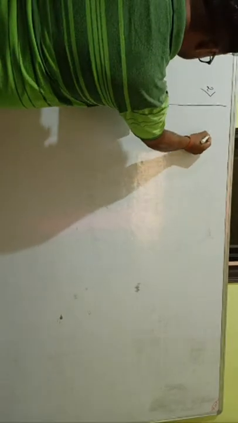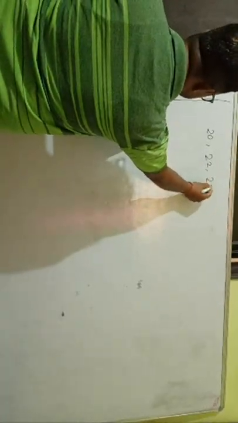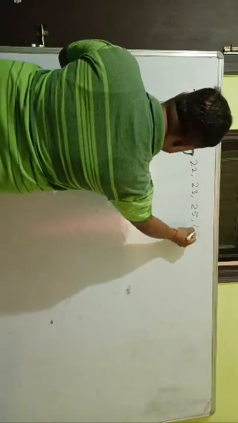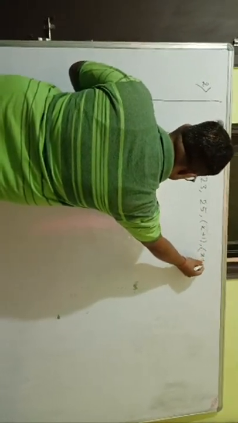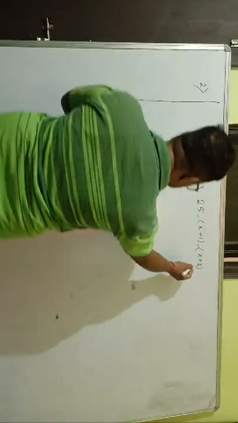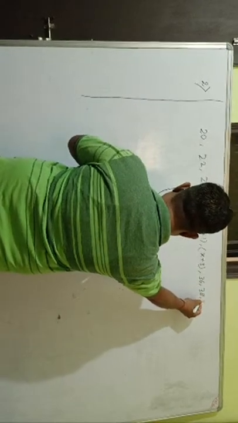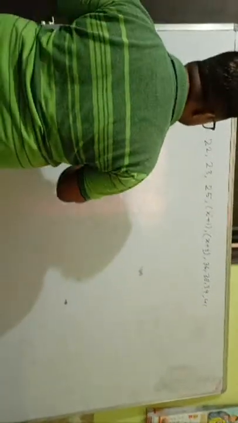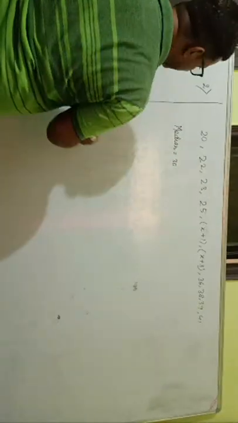See here, these are the observations 20, 22, 23, then 25, then x plus 1. This is a question of class 9th. And here it is given in 2 marks: 36, 38, 39, and 41. And here the median is given. What? 30. You have to find the value of x.